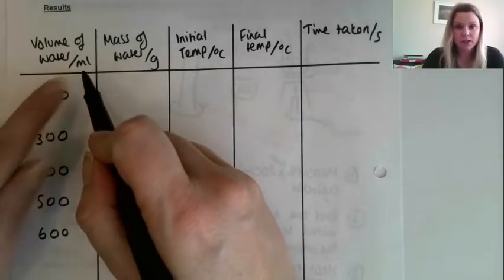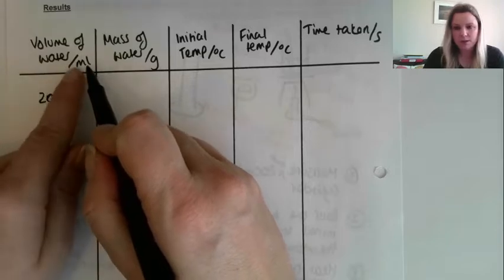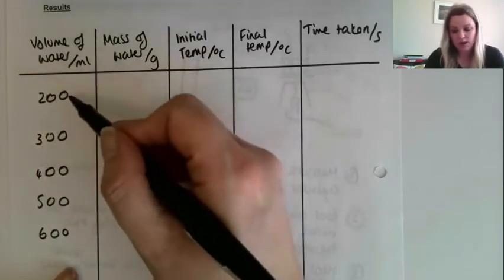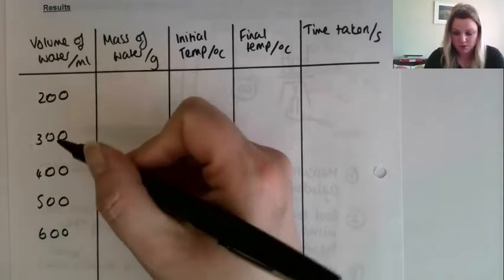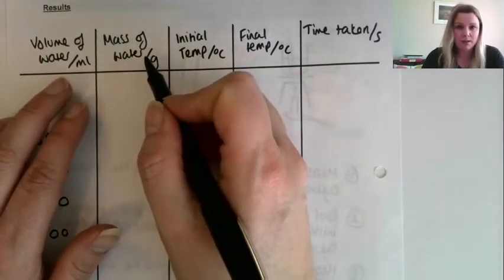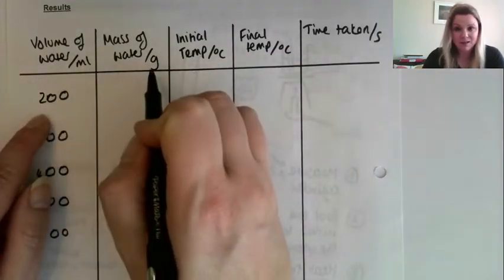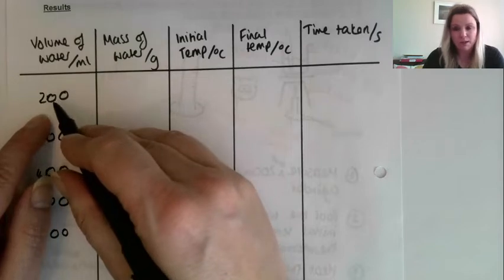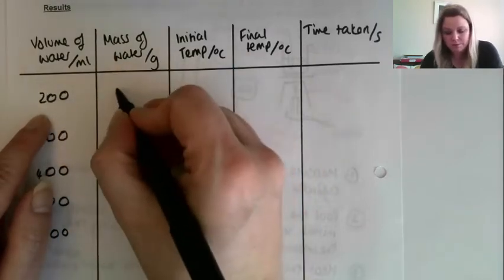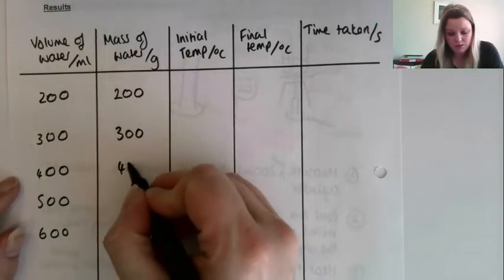If you put your unit after a little slash at the top of your table, then that means that every number in this column is in that unit, and you then don't put the unit on your numbers within the table. Okay. Now my next column I've put in is mass, because I know that whatever my volume is in milliliters, that's how many grams of water I'm going to have. So if my volume of water is 200, my mass is going to be 200 grams. So I can fill the rest of them in now.